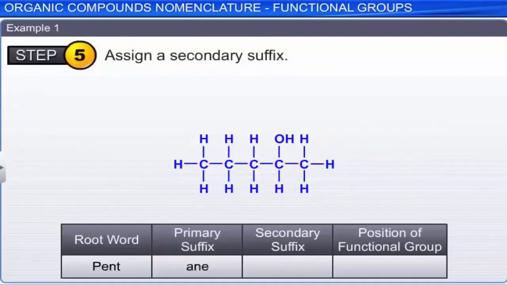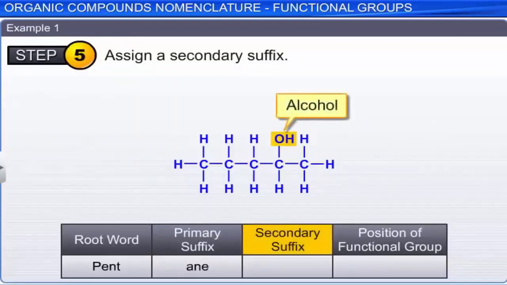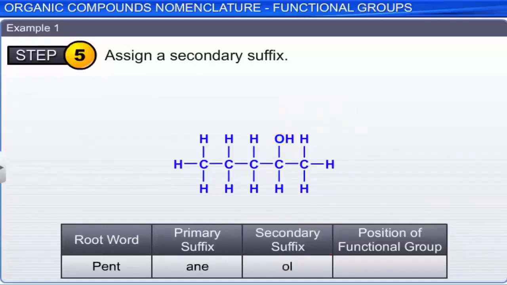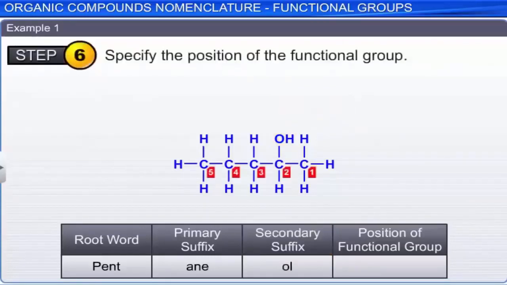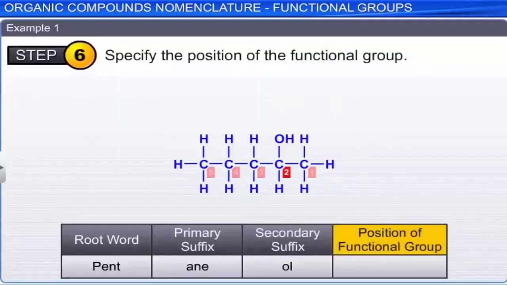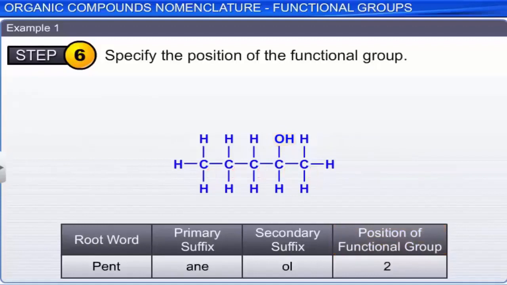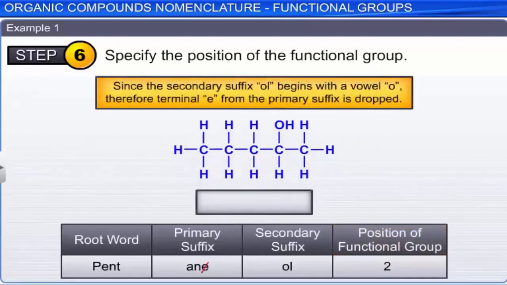Step 5. Assign a secondary suffix. The functional group is OH, that is alcohol. Hence, the secondary suffix will be ol, OL. Step 6. Specify the position of the functional group. The functional group OH is present at the second position. Hence, the position of the functional group will be 2. Thus, the name of the compound is pentan-2-ol.